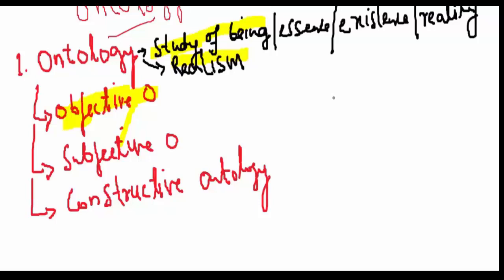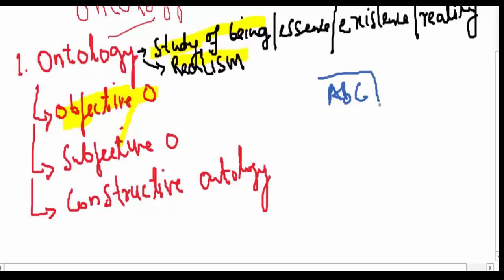Say, for example, we want to see the role of management in some ABC company. This is my ABC company, and I want to see the role of management in this company. This is my research. So what will be my ontological position? Maybe my ontological position is that of the objectivist.